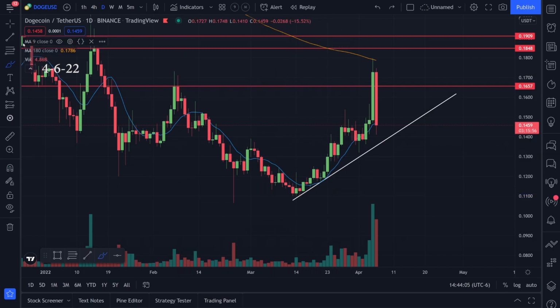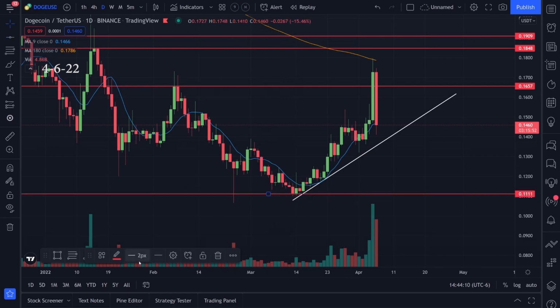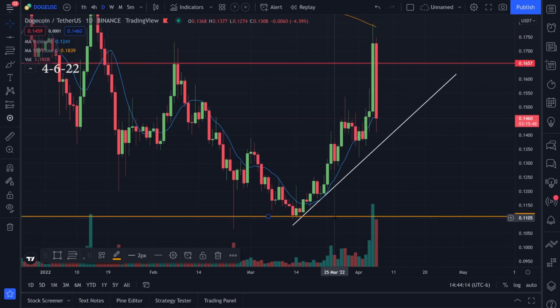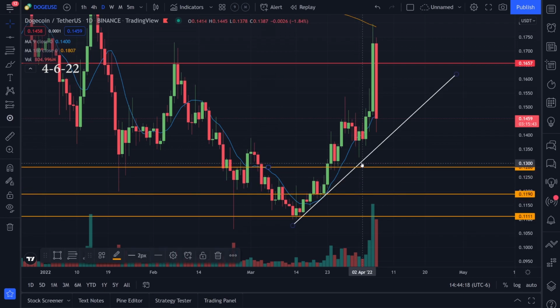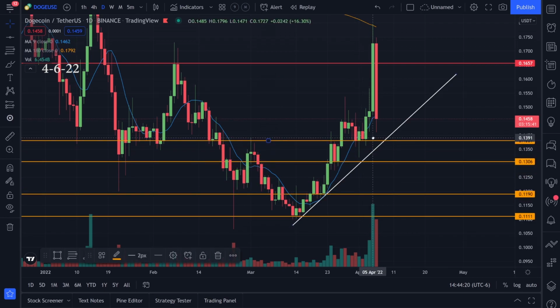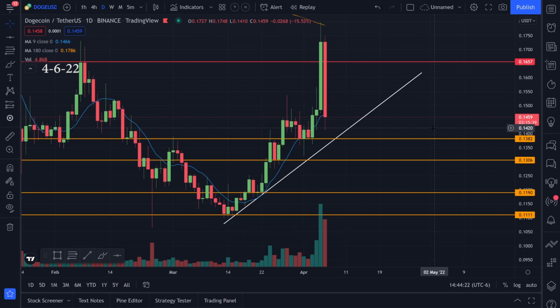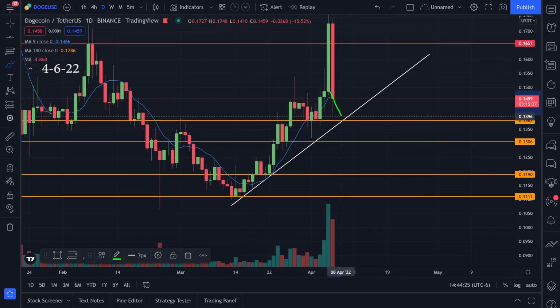We have a bottom right here. Let's go ahead and set up some horizontal orange lines. We have this bottom down here. Let's go ahead and change this to orange. And we have some other supports. You could argue maybe one right here, one right here, and one right here. These are some levels that might get a bounce, or we might be able to get a bounce on.